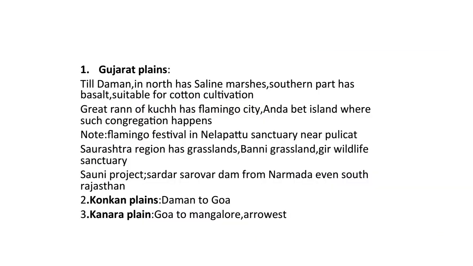Now here we try to get some more information on each and every coastal plain. See here, the Gujarat plains. You have seen this, right? In the northern part of these Gujarat plains you have saline, salty, marshy regions. This is part of Gujarat. This is the Great Rann of Kutch, and this is the Little Rann of Kutch. These are salty regions because of the tidal waters.